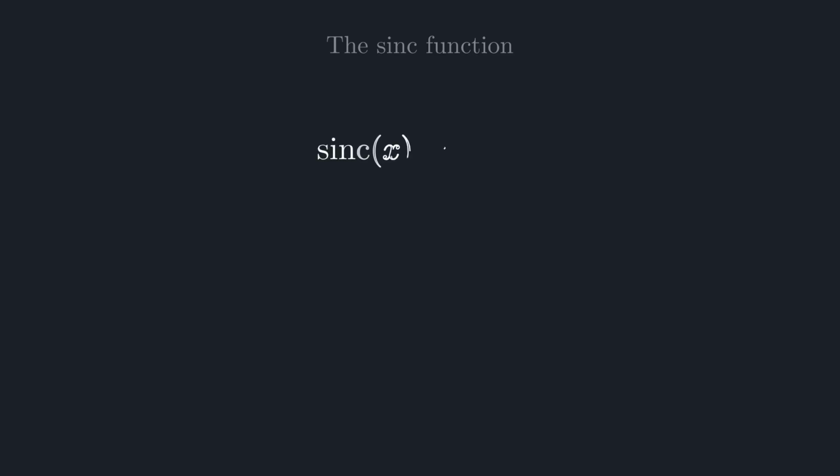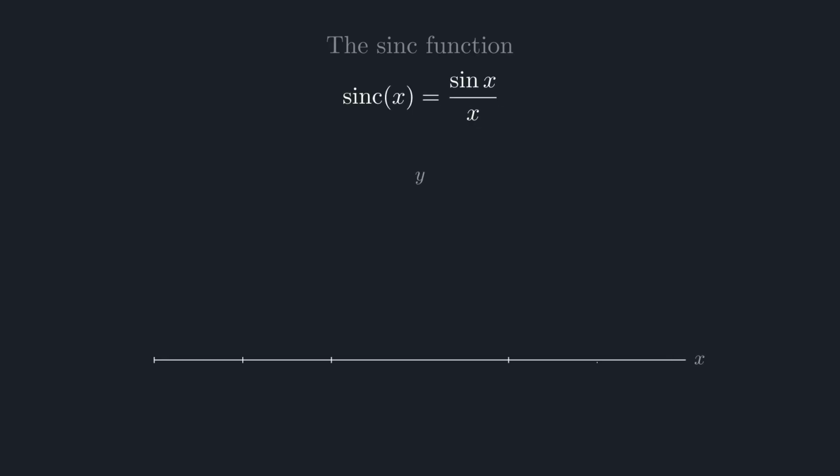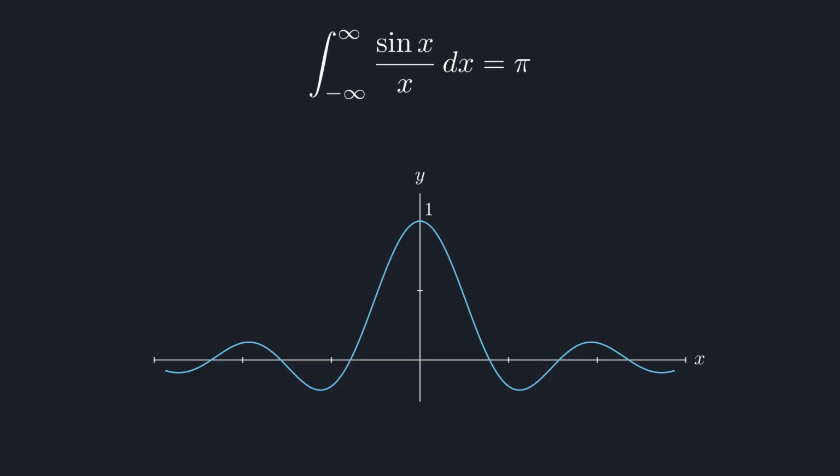The sinc function is defined as sine of x divided by x. It equals 1 at x equals 0 and oscillates towards 0 as x grows. It is one of the most important functions in signal processing. Its integral over the entire real line equals pi. This is our starting point.